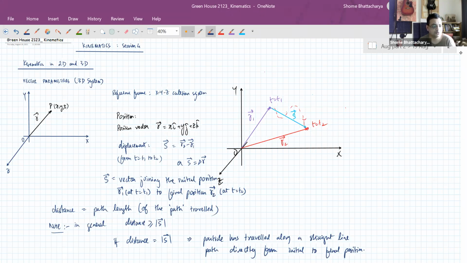So in my above diagram, you can see if a particle has traveled along any general path, like the dotted red colored path that I've shown, then definitely the distance will be greater than the magnitude of displacement. Only in the situation where the particle travels directly along that straight line, which is the vector arrow s, in that situation the mod of displacement will be equal to distance. Okay, so hope this point is also clear.